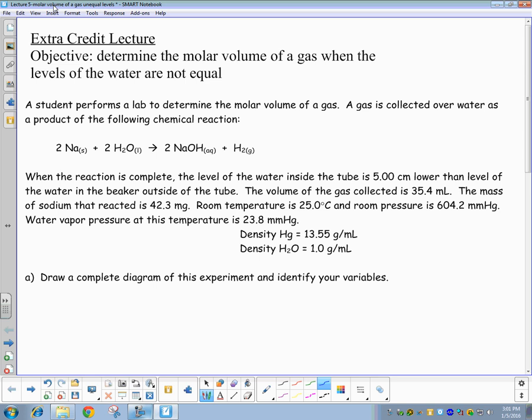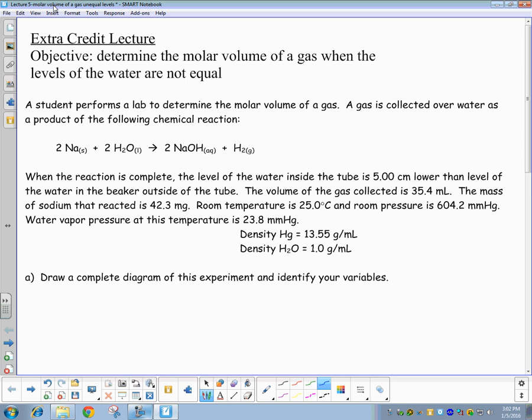In other words, there was no difference in the level of water inside the gas collection tube and inside the beaker in which the tube sits. You also did this in your lab. You remember you were able to take the gas collection tube over to a large graduated cylinder and move that gas collection tube up and down until you got the water level inside the tube and the water level in the graduated cylinder equal before you measured the volume.